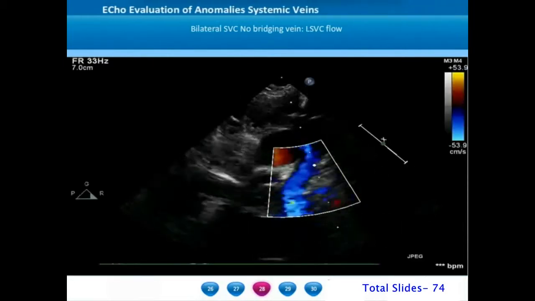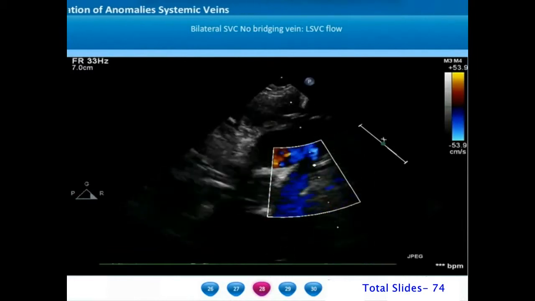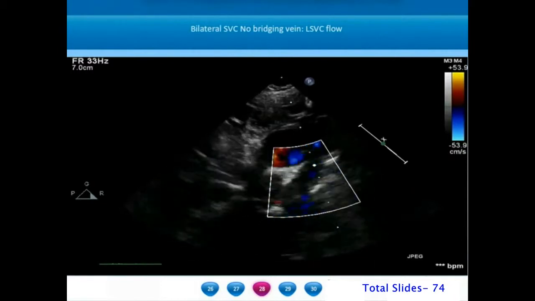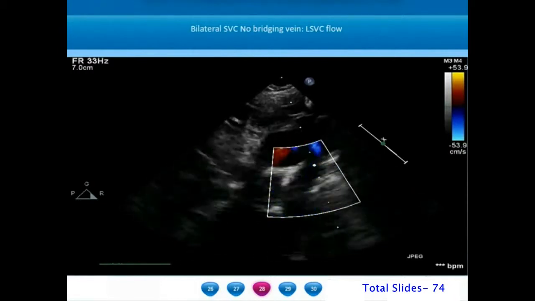In the same example shown in the previous slide, we can notice the flows in the left superior vena cava draining towards the coronary sinus.